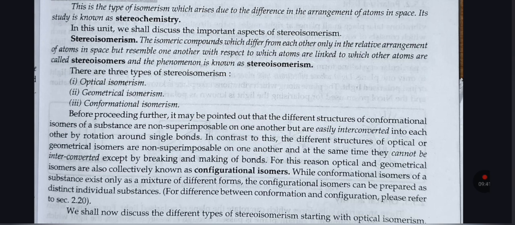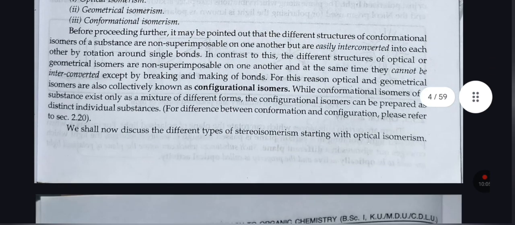For this reason, optical and geometrical isomers are also collectively known as configurational isomers. While conformational isomers of a substance exist only as a mixture of different forms, the configurational isomers can be prepared as distinct individual substances. For the difference between conformation and configuration, please refer to section 2.20.